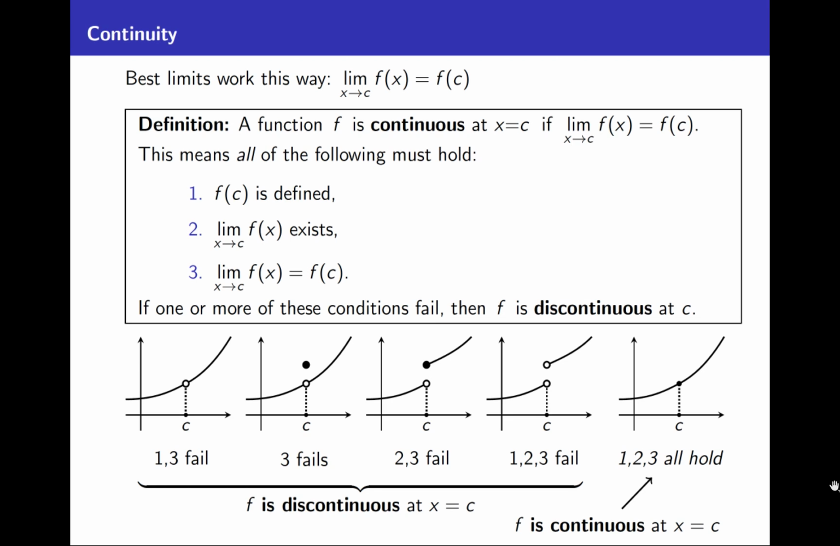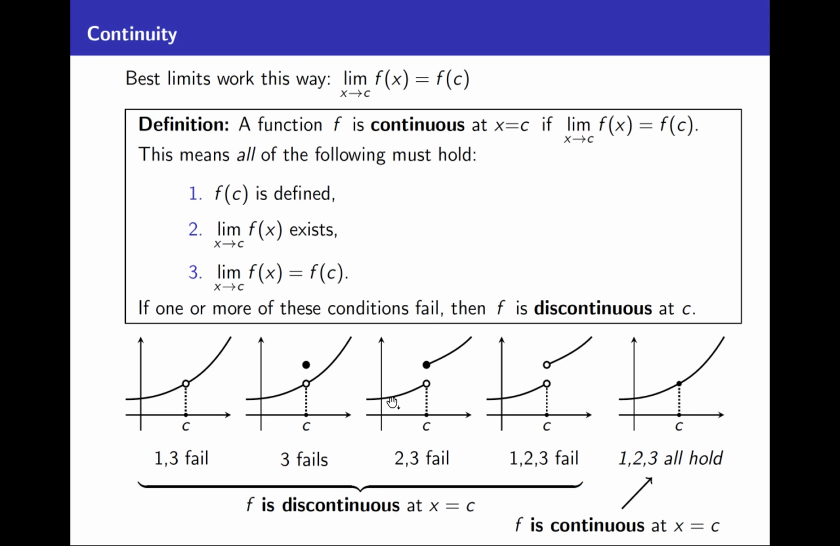Now from these pictures, you can see the geometric interpretation of continuity. A function being continuous at x equals c means that you could trace that function through the point x equals c without ever lifting your pencil. For the discontinuous functions, when you get to c, you have to lift up your pencil, put it back down, and continue on.